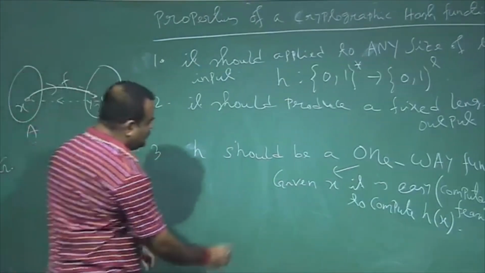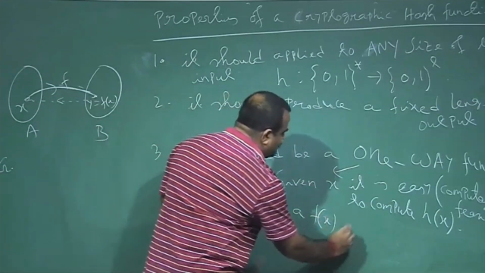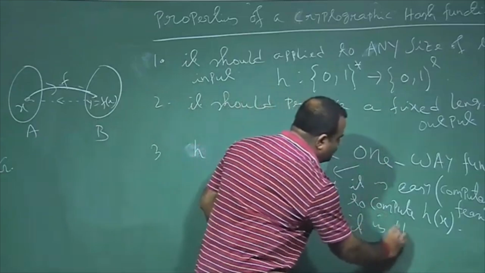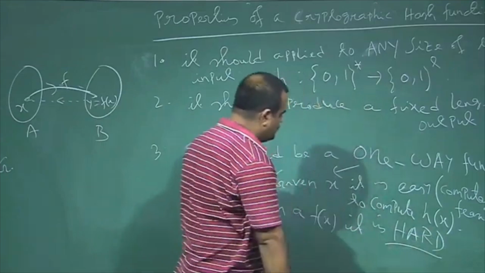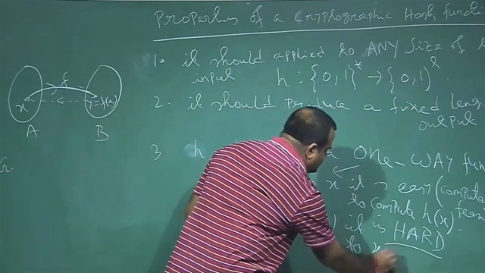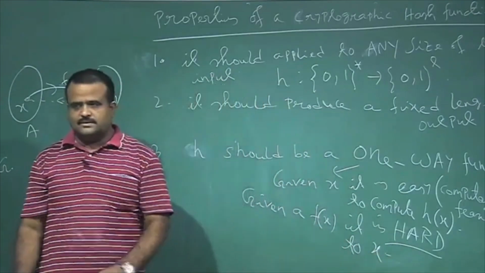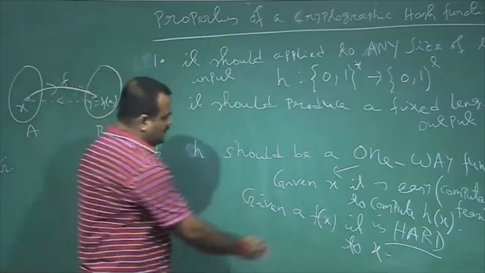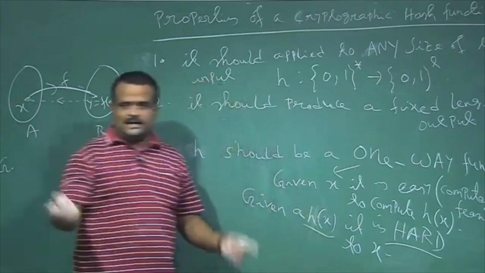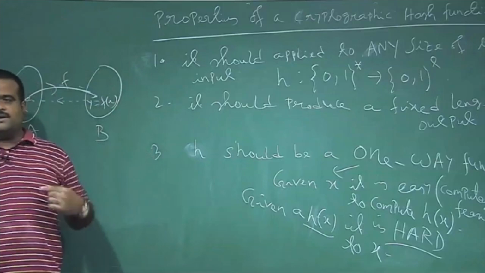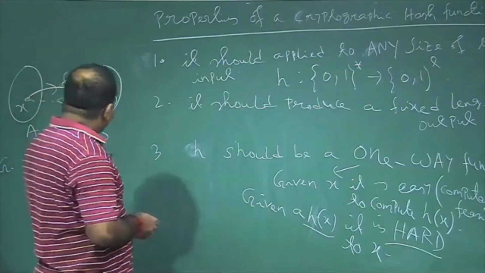But this part is hard. Given f of x, it is hard to get x. Hard means again computationally infeasible, hard to get x. That means it is hard to invert. So, given f of x, here f is h basically, given h of x, it is hard to get x. It is very difficult to invert. So, that is the hardness. That is the one way function. Okay.